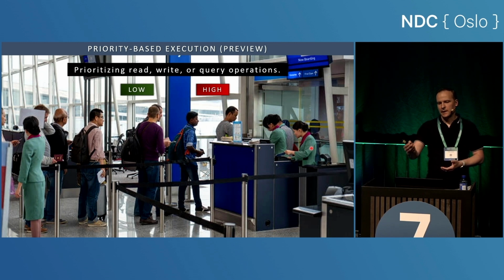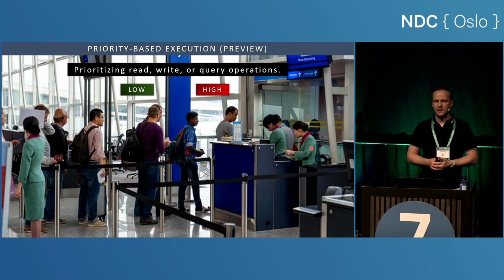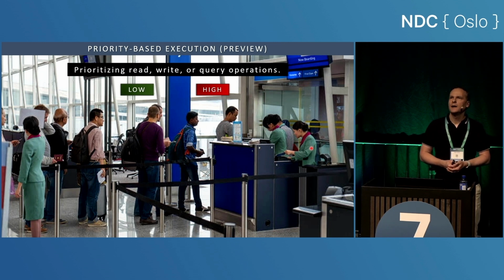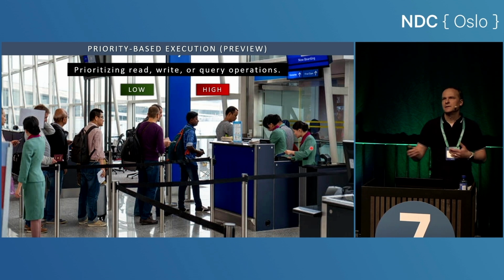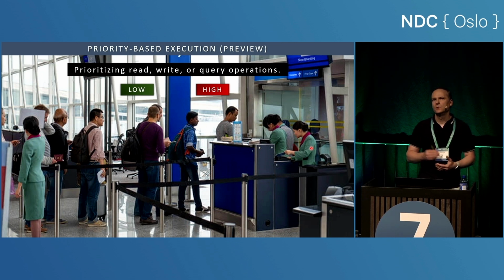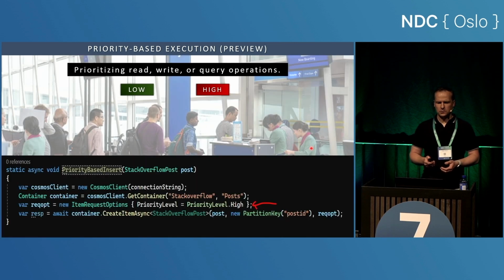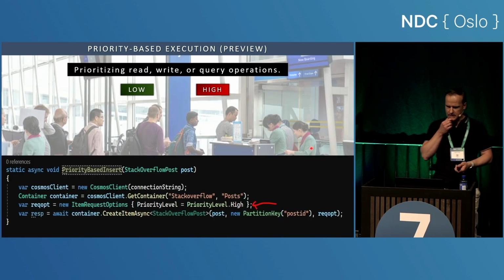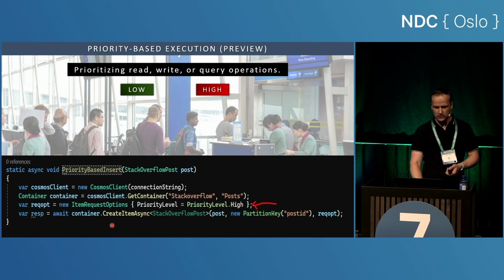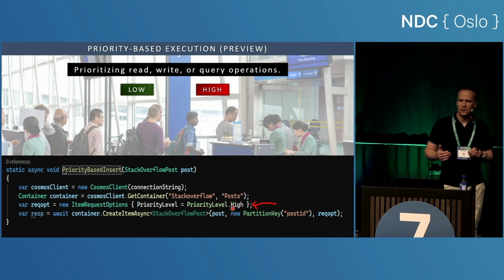Just like boarding a plane, there's a priority out there. The writes will always be high in your case, and if something needs to fail with a 429, those will be the low-priority transactions. So you can have some kind of control like that. It works like this: I have the item request option here, and whatever I'm posting here is priority level high. There's low and high, and you can easily control that.